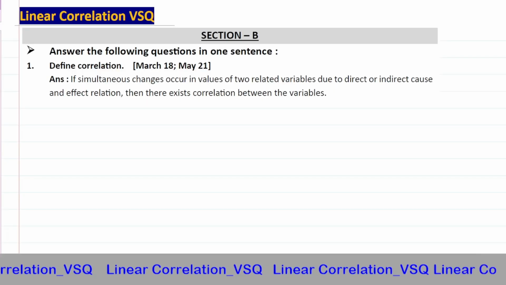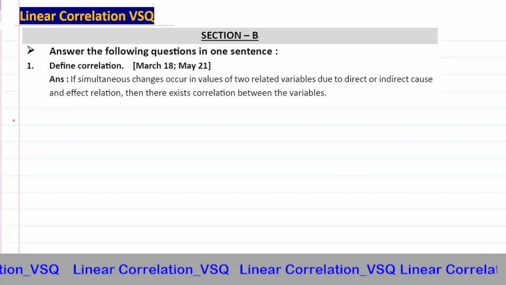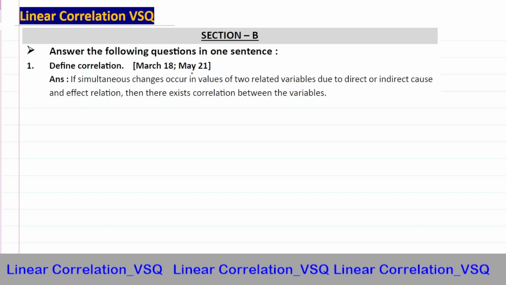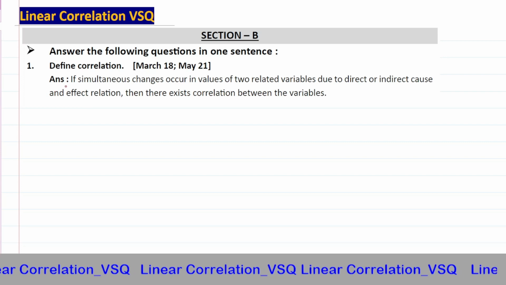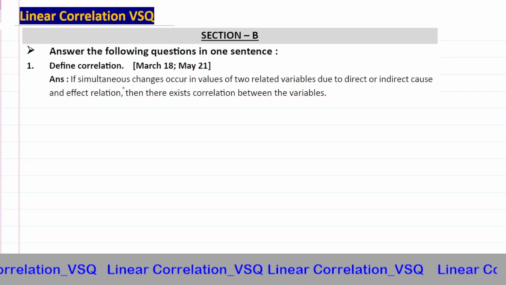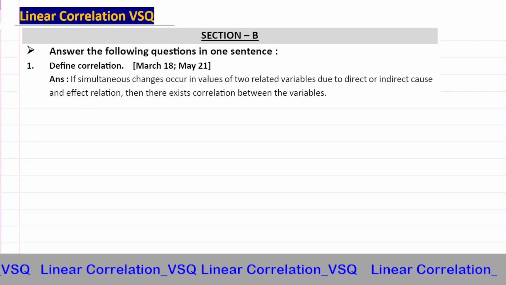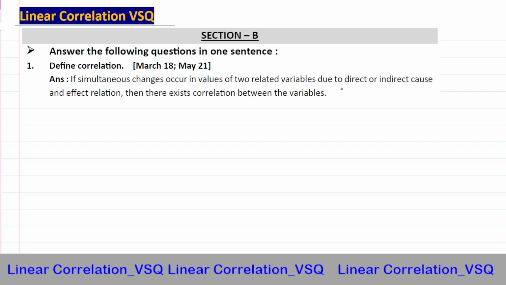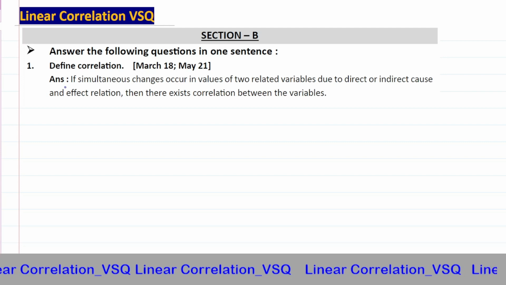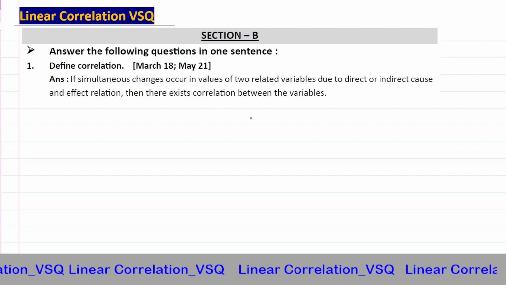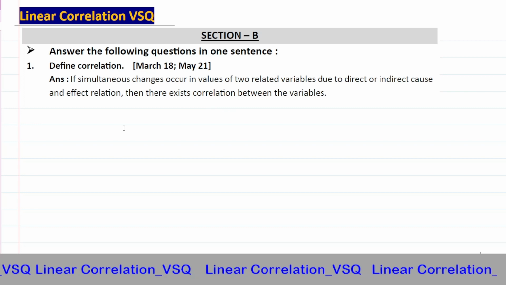The first VSQ is: define correlation. This question was asked in March 2018 and 2021. Answer: if all simultaneous changes occur in the values of two related variables due to a direct or indirect cause and effect relation, then there exists correlation between the two variables.